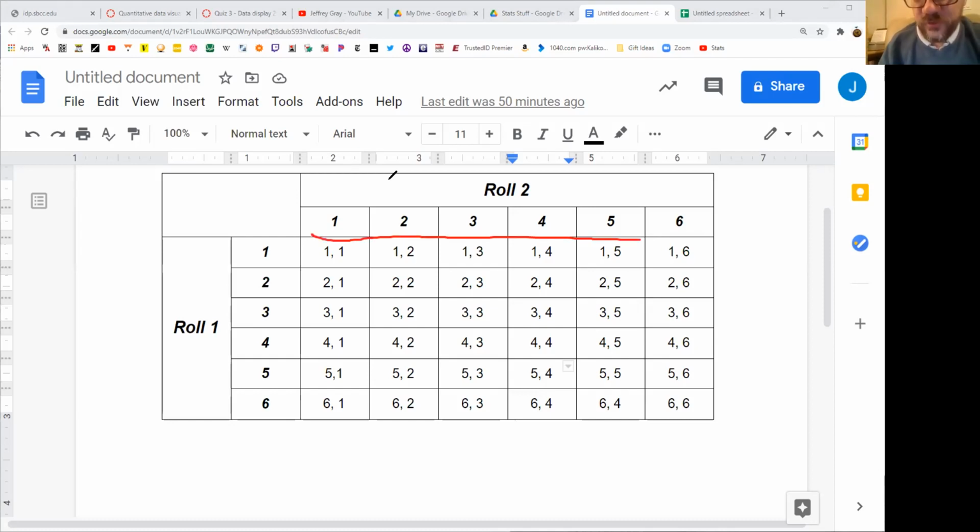A was first roll is 2 or less. All right, that's A. The second event B was that the second roll was even, so it was these ones in the columns 2, 4, and 6 here.